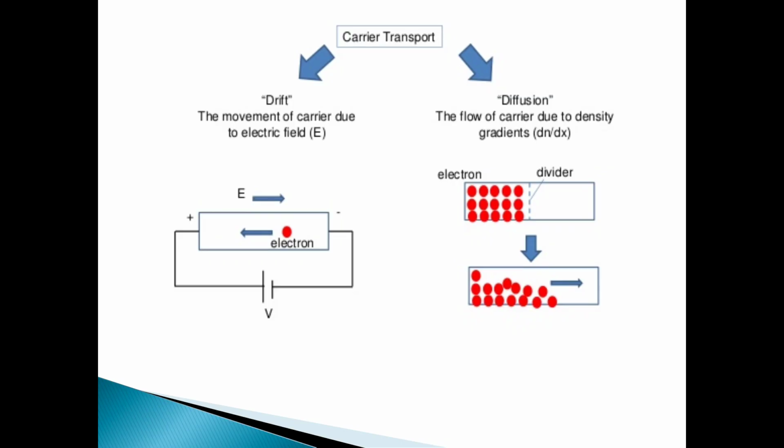In this case we can see a semiconducting material connected to a battery. The electron, being a negatively charged particle, will move toward the positive terminal of the battery, due to which the direction of the current will be in the opposite direction.